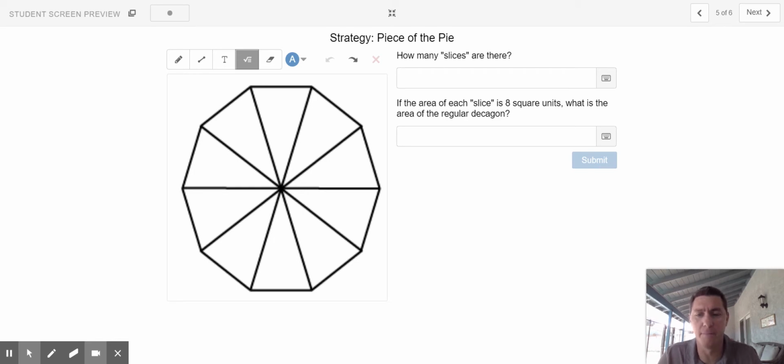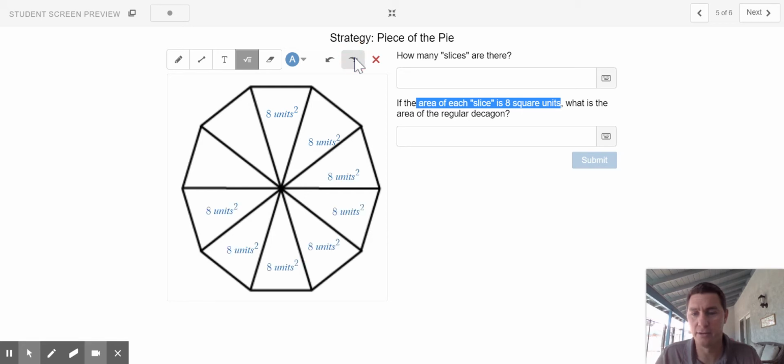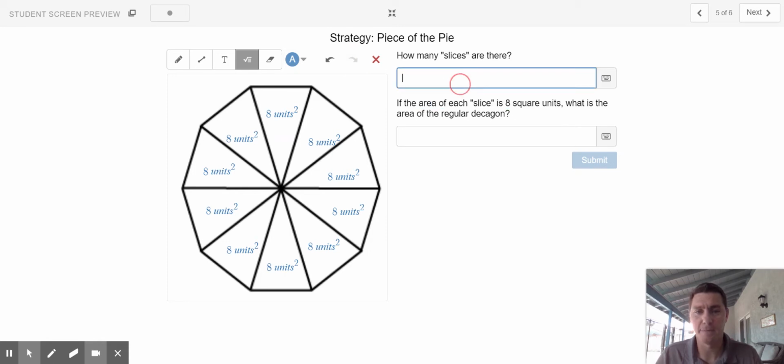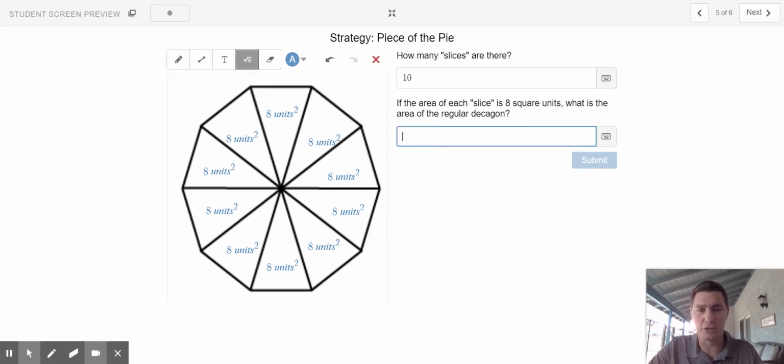And why is this helpful? Well, because these pieces of pie are triangles. And we know the area of a triangle, or at least we know how to find the area of a triangle. In this particular problem, we're already given the area of each slice as 8 square units. And so it's as simple as finding the area of one slice, 8 square units, and then multiplying by however many slices there are all the way around the polygon. In this case, there are 10 slices, and so the area of the entire regular decagon is the 8 square units times the 10 triangles.